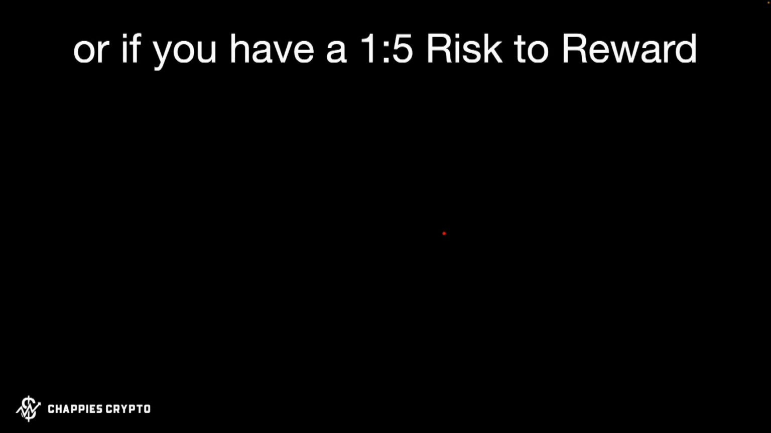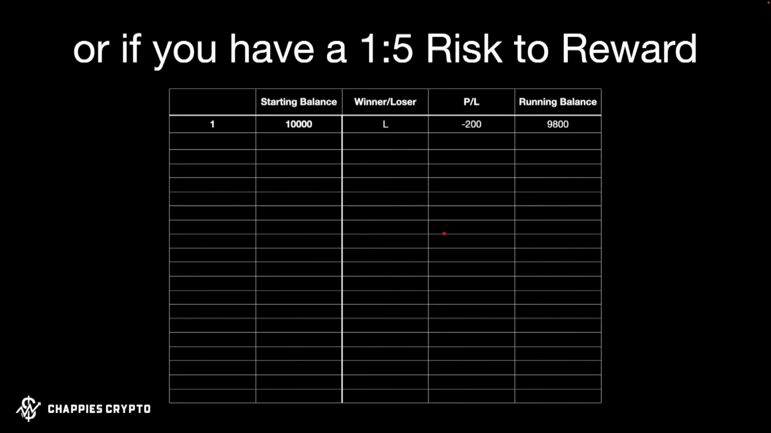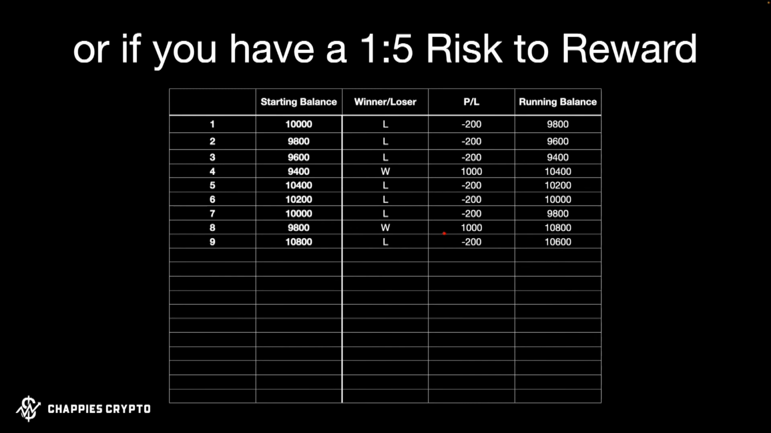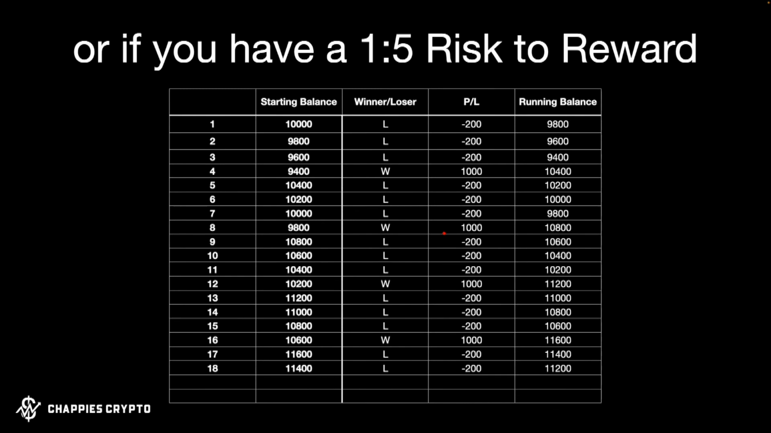What happens if you've got a risk to reward ratio of 1 to 5? What happens then? Well, let's have a look. So this time, as you can see, the win is $1,000. Each time we lose here, we're still losing $200 because that's the position size we decided to trade with, 2% of my $10,000 account balance. But when we hit a winner, we're actually winning $1,000 because we're going to a 1 to 5 risk to reward ratio. So every winner is $1,000.